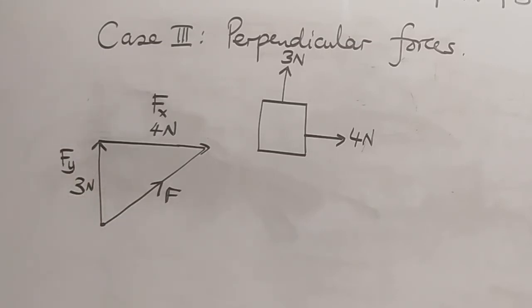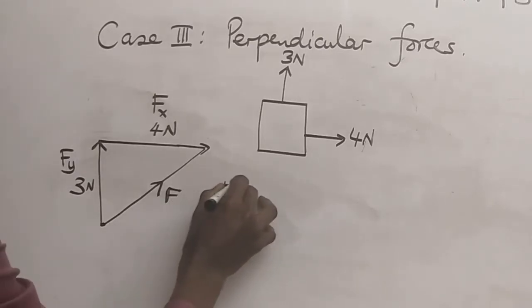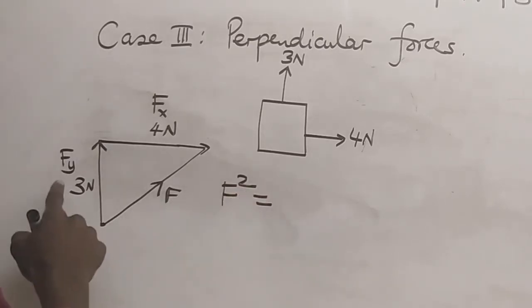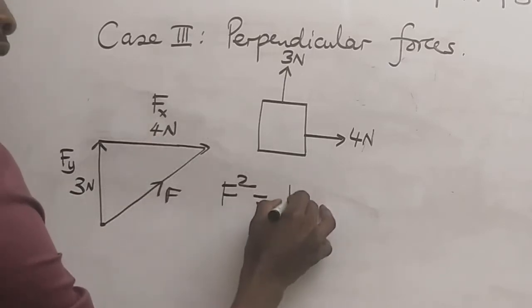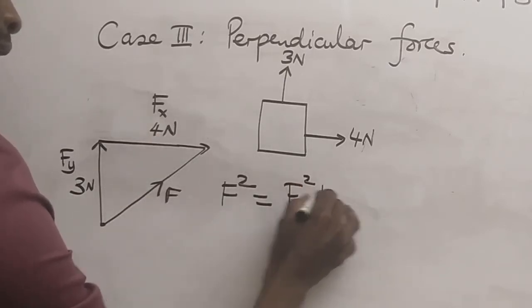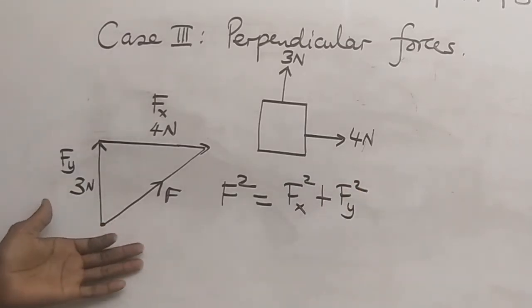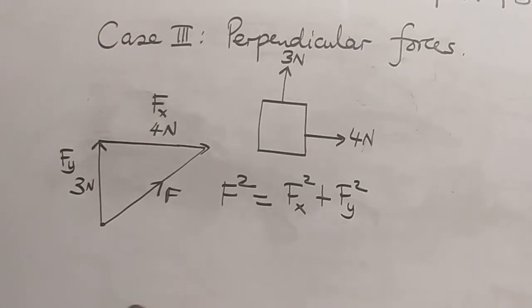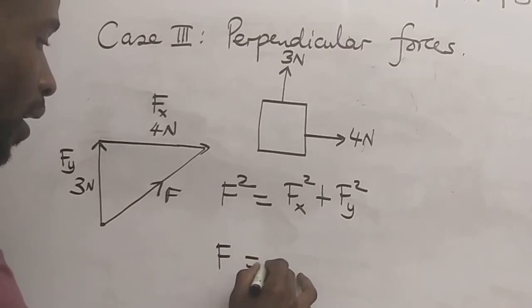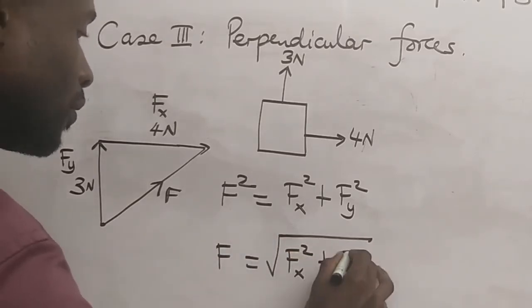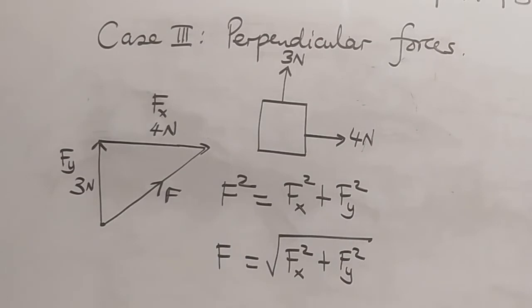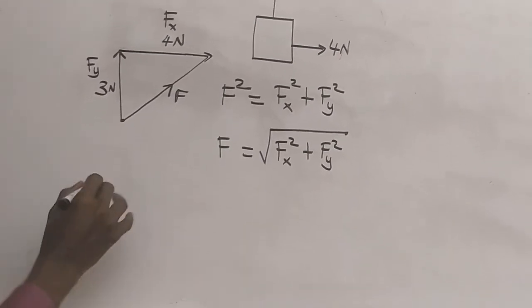So what does Pythagoras' theorem say? It tells us that if you want to get the hypotenuse, which is F squared, you get the base, which is Fx squared, plus the height, which is Fy squared. Just because here we are reasoning in terms of forces. So in summary, if forces are perpendicular, the resultant force is given by this. Please don't forget this. I'm going to look at a few examples and we close. So examples.